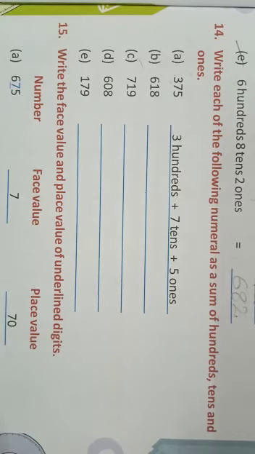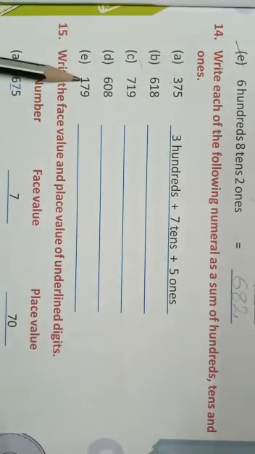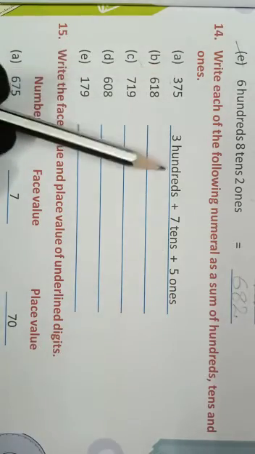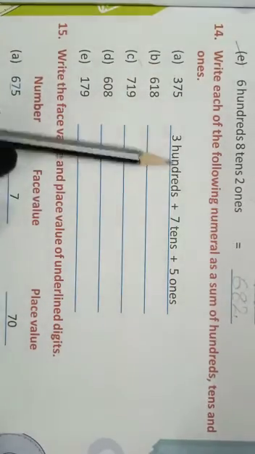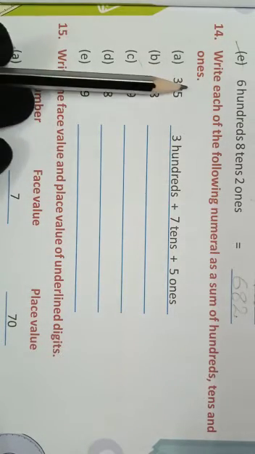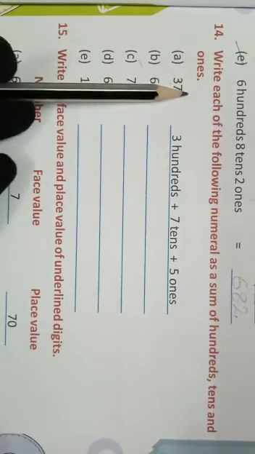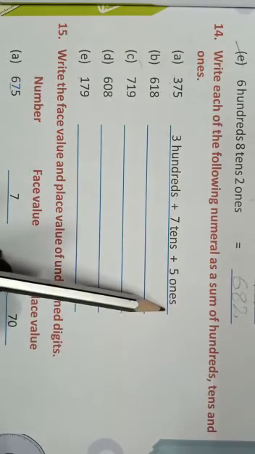So students, after completing the 13th bit, now we will start our 14th bit. It is: write each of the following numerals as a sum of hundreds, tens and ones. Here some numerals are given and you have to write the positions of the given numeral. One has been done for you, that is 3 at 100 position, it means 3 hundreds, plus 7 at 10th position, it means 7 tens, plus 5 at 1's position is equal to 5 ones.